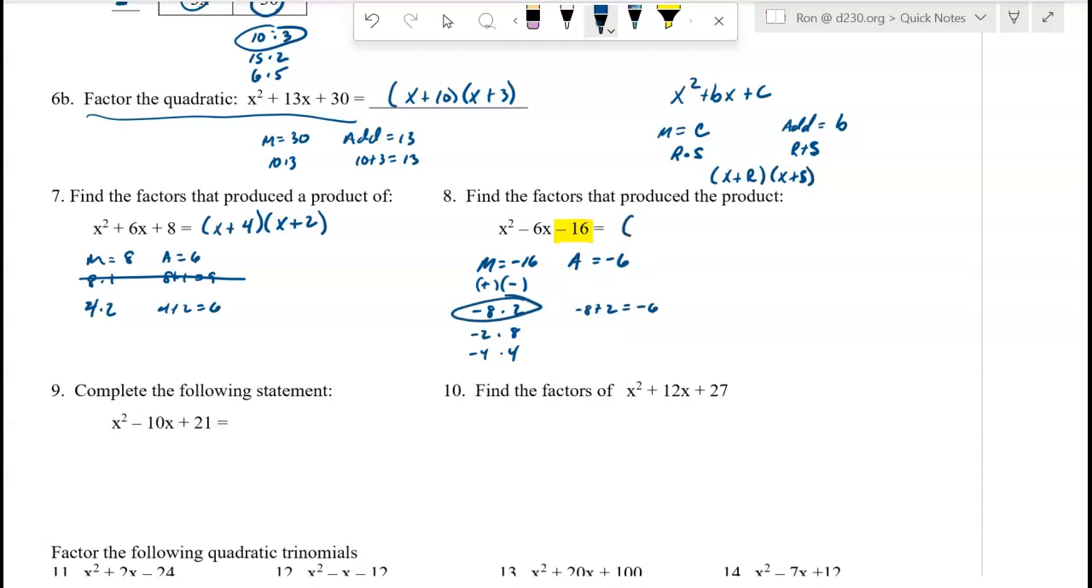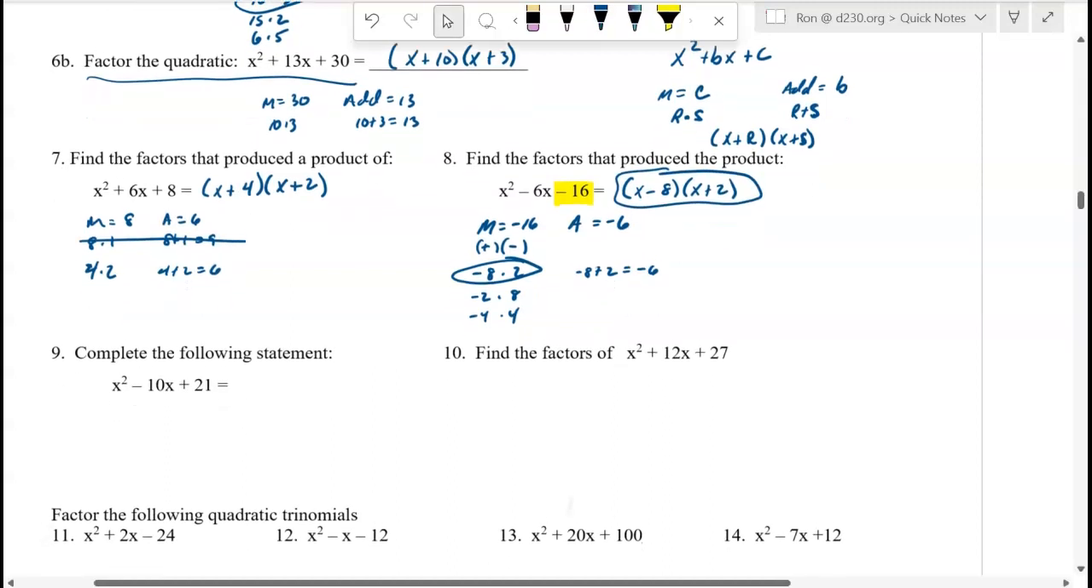So now remember, if the number is positive, we add it. If it's negative, we subtract it. So (x - 8)(x + 2). And that's how we factor that one.